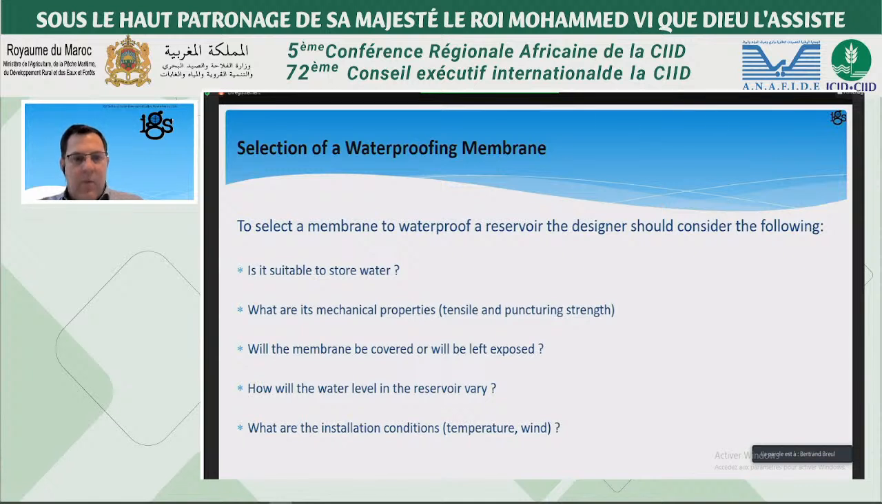And how will the water level vary in the reservoir? As I said, for certain projects, the water level can vary very fast. So in this case, there is a need for a drainage system behind any waterproofing system.